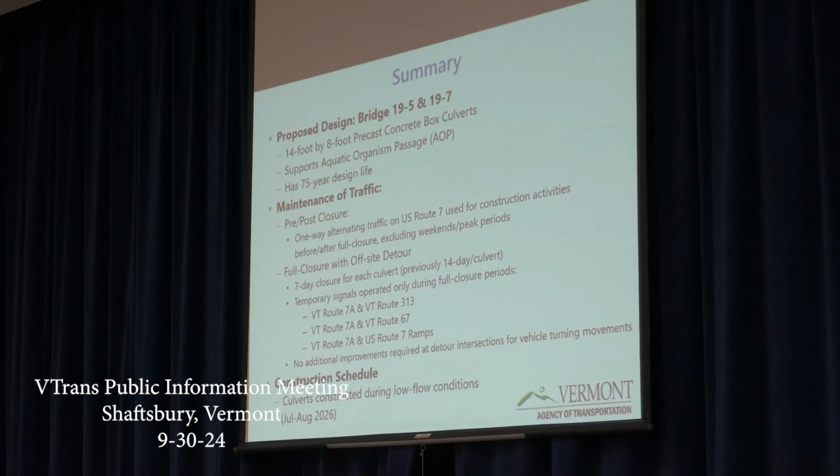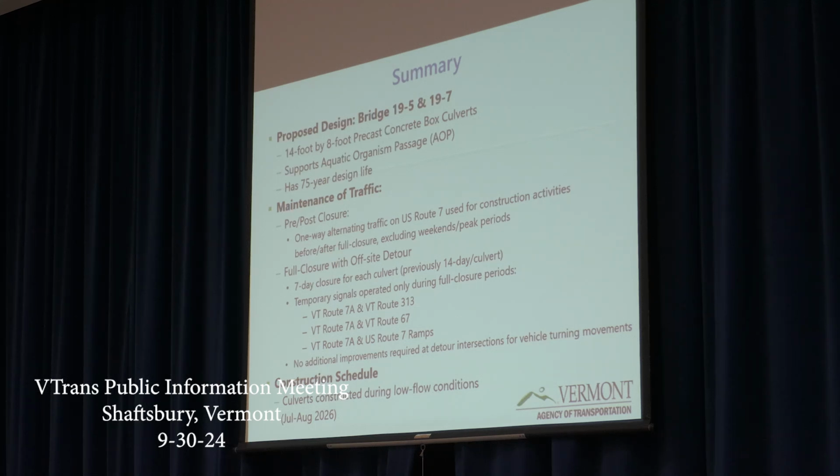Okay, so in summary, our proposed design for Bridge 19.5 and 19.7 are 14-foot wide by 8-foot high precast concrete box culverts. These support aquatic organism passage and have a 75-year design life. As I mentioned, we're going to use pre- and post-closure one-lane alternating, and non-peak periods, Monday through Thursday, 9 to 2, up on Route 7 to help the contractor get advanced work.